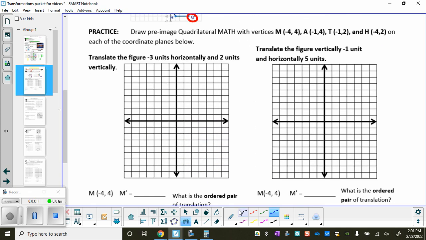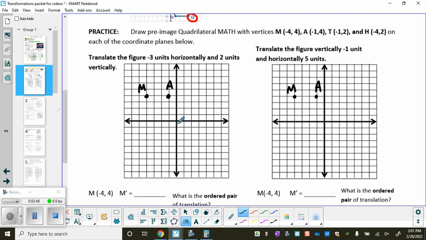All right, so let's try an example here. So we're going to draw a pre-image quadrilateral, MATH, and these are the vertices. We're going to graph it on each of the coordinate planes below. Okay, so let's go ahead and label point M. We're going to go back 1, 2, 3, 4, up 1, 2, 3, 4. So that's M. And we're going to do it on both of them. Okay. All right, point A, if we go back 1, up 4, that's point A. So back 1, up 4. Cool, we've got that on both graphs.